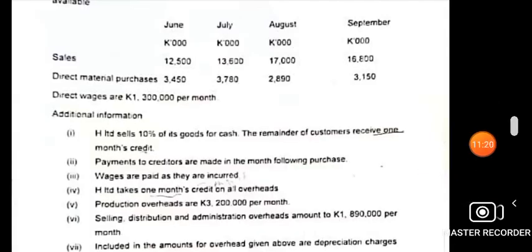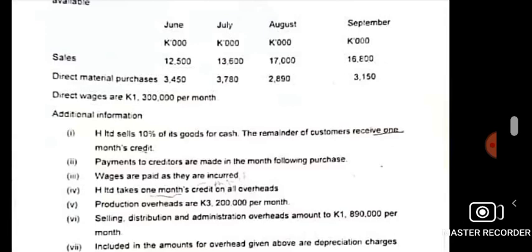There's another detail. Then they said, okay, wages are paid as they are incurred. Okay, at least, as we said, whenever you see a detail, always follow up with additional information just to be sure that you've done the right thing. So they are paid as they are incurred. So as a month they incur them, they will be shown in that same month. So the other one, number 4, H Limited takes 1 month's credit on all overheads. Have we understood this one?